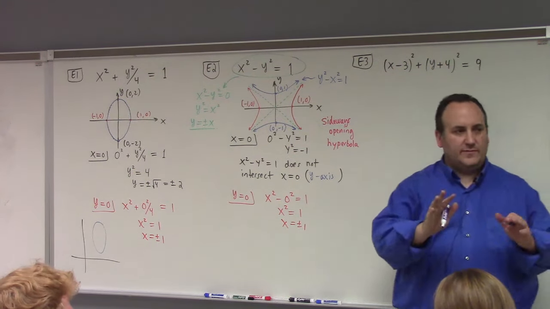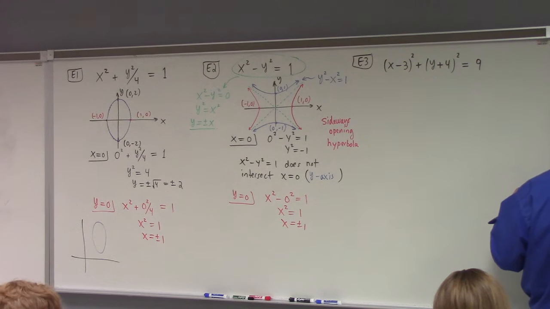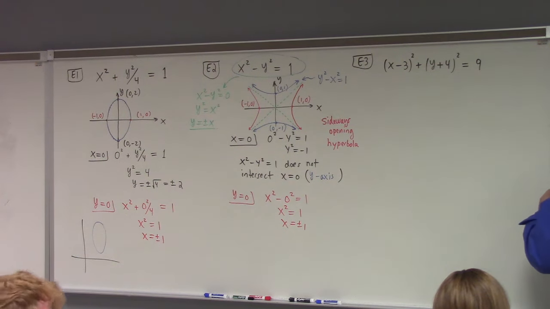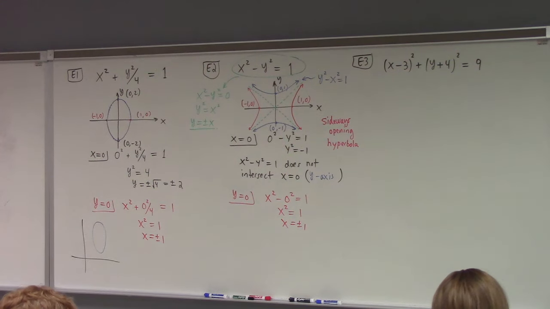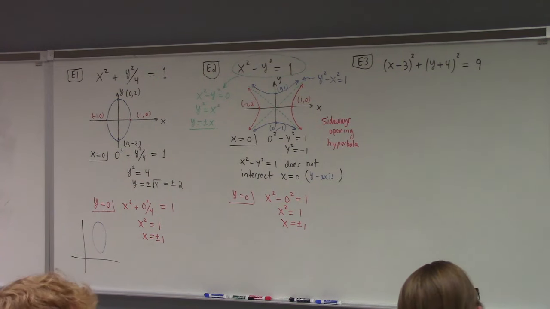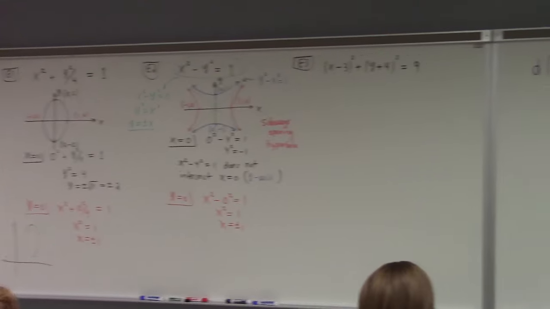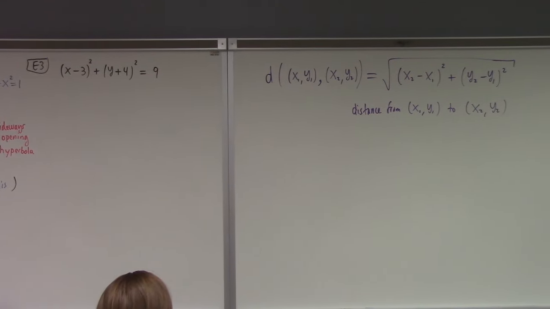Okay, so let me take you on a walk down memory lane. Do you remember this? Distance formula. The distance from, say, x1, y1 to x2, y2, what's the formula for that? We take the square root of parentheses x2 minus x1 squared plus y2 minus y1 squared. This is the distance formula, the distance from the point x1, y1 to x2, y2. Do you guys remember that? If not, you can learn it now. If you want to calculate the distance between points, do that.